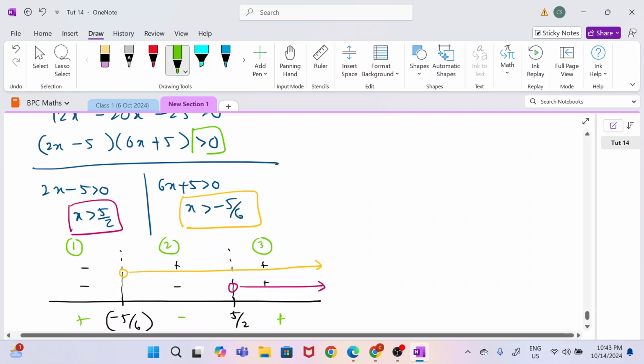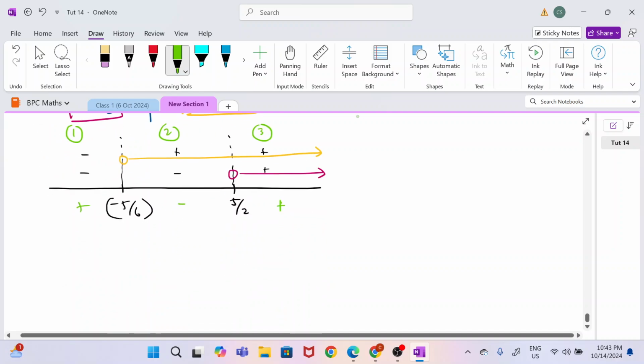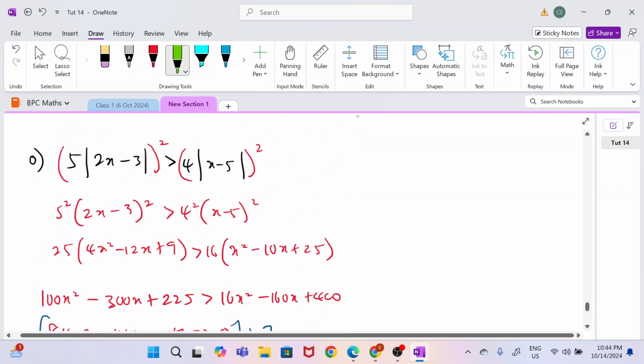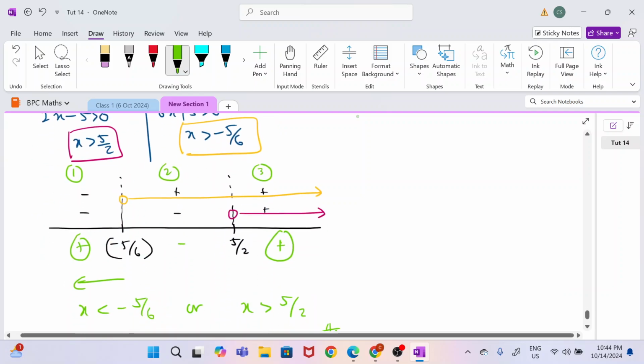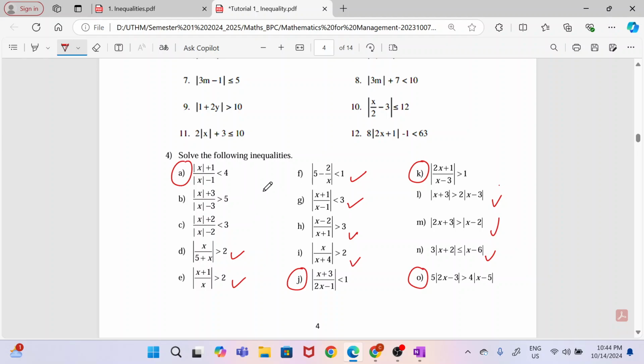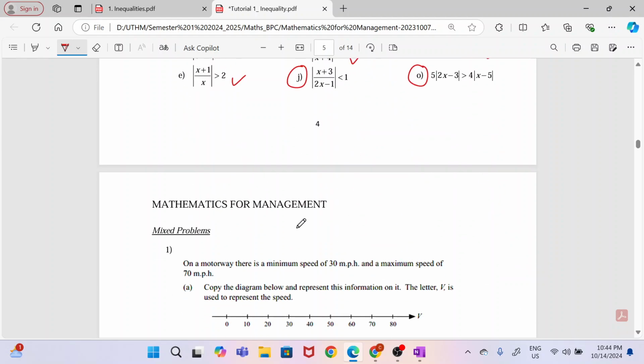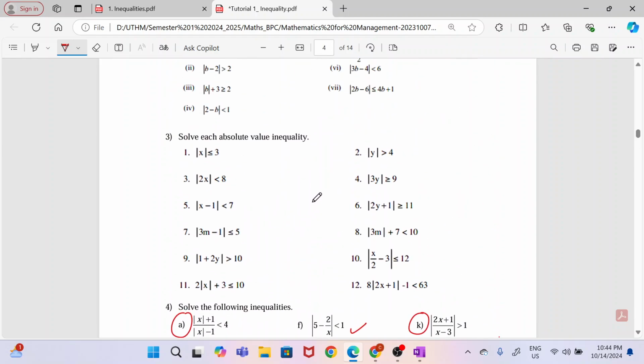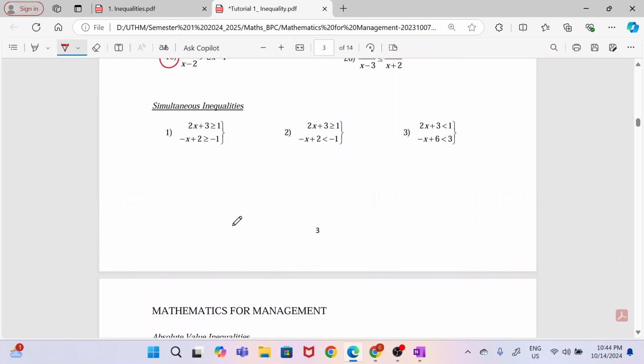Positive here, so the answer is this one and this one. This is the final answer. So the last one is very quick, shorter one. Okay, you can now solve. You can try to do all the questions in absolute value. All these can be done. Try the rest. The rest should be easy.